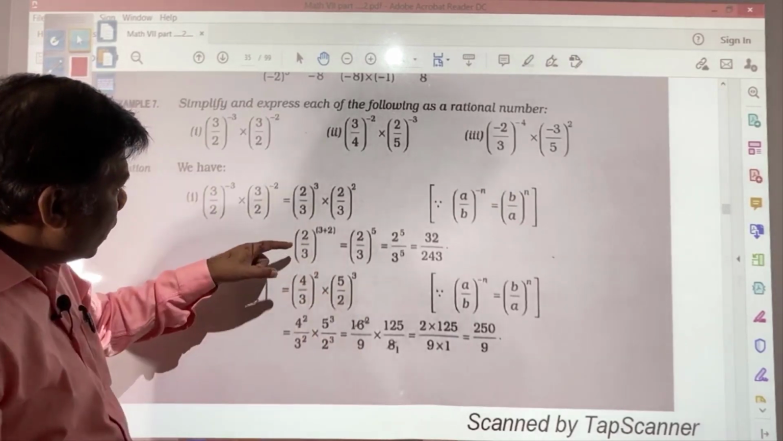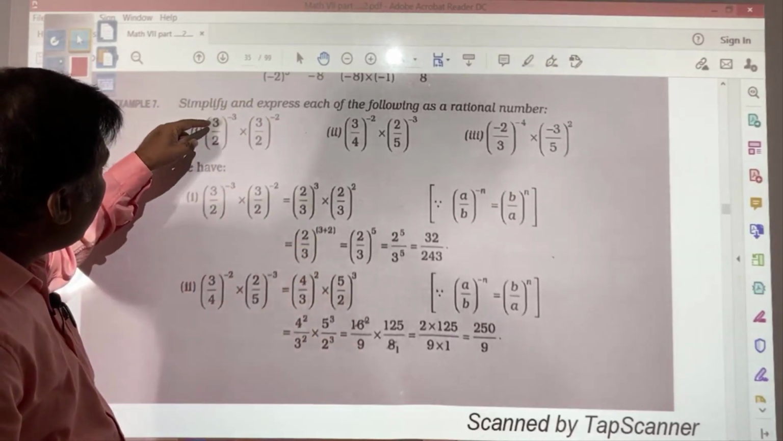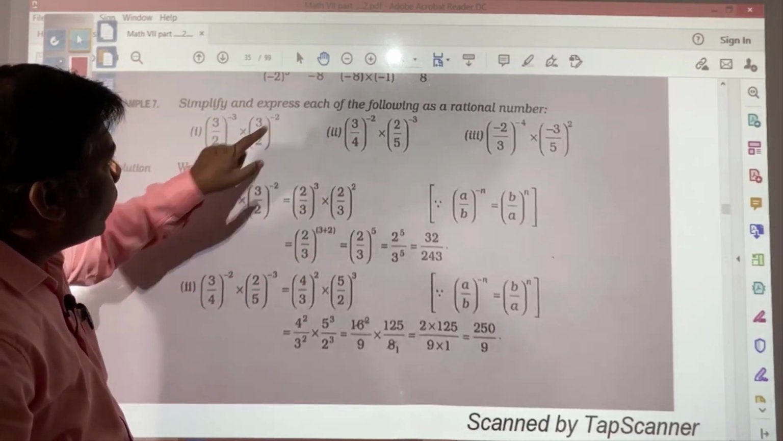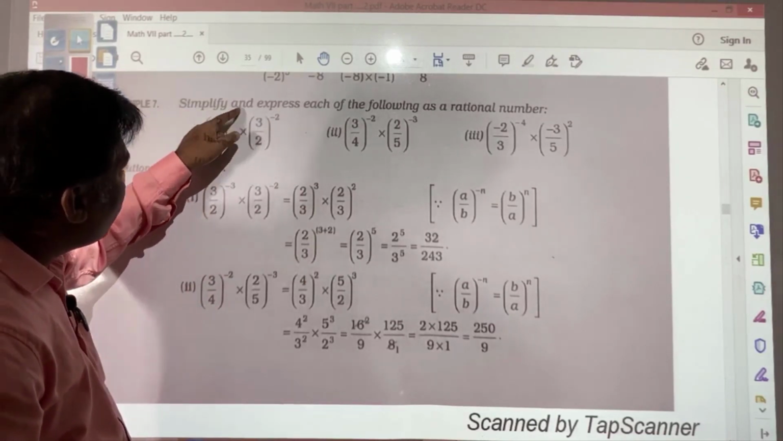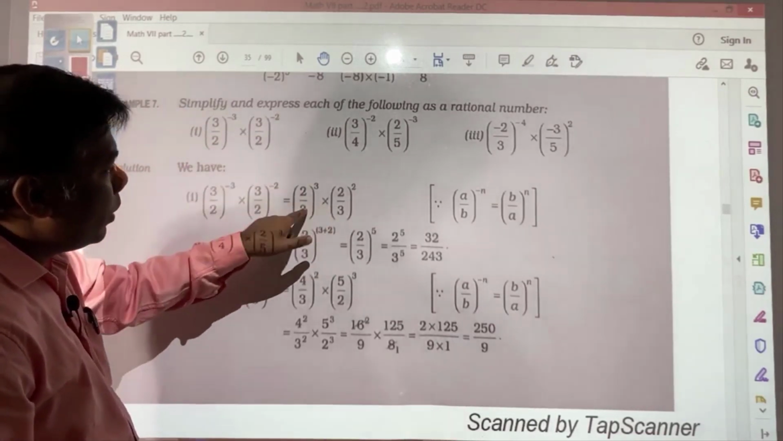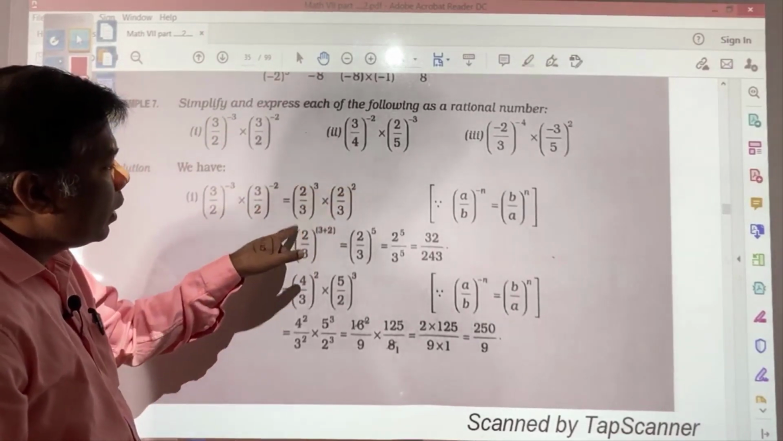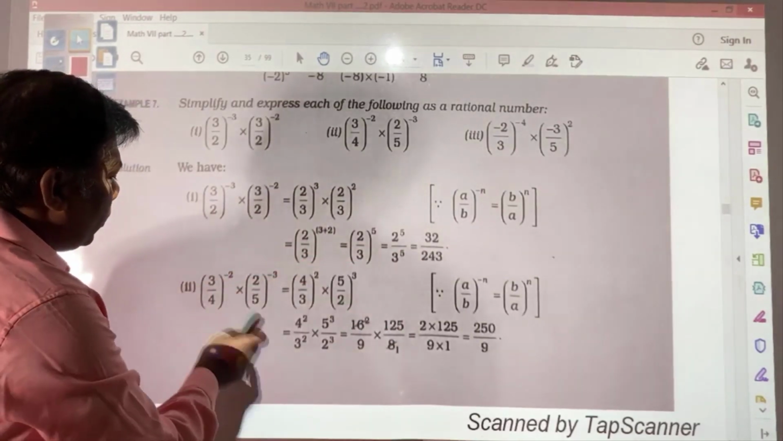Here you had (3/2)^(-5) and here you had -2. So the inverse of this you need to write to make this positive. So that has been made over here, 2/3, 2/3, and this became positive, and then this has been simplified. You have got 32/243.